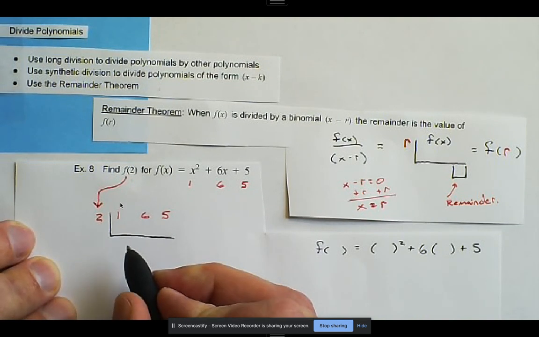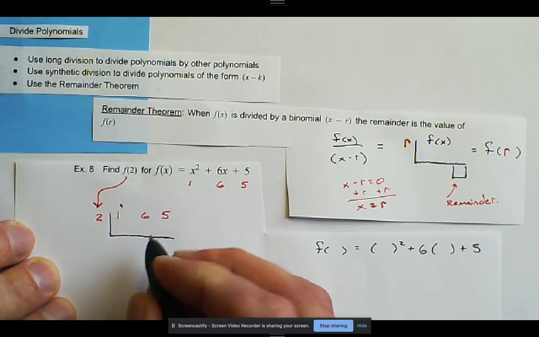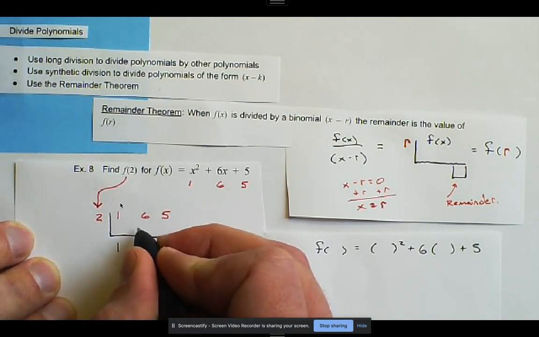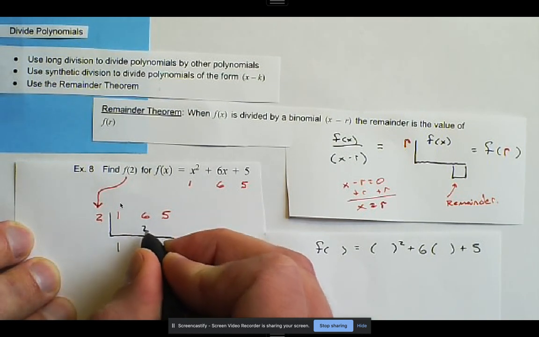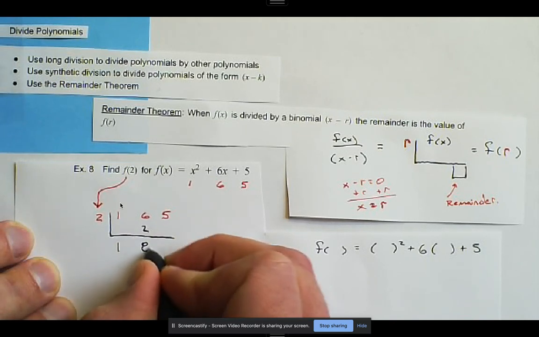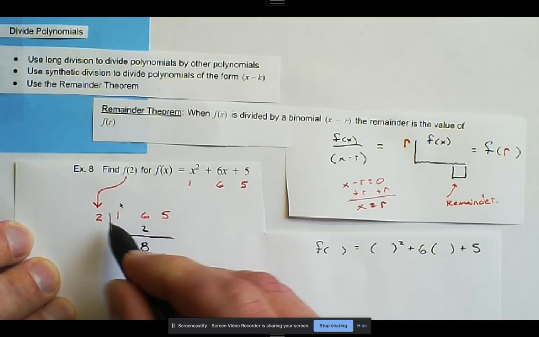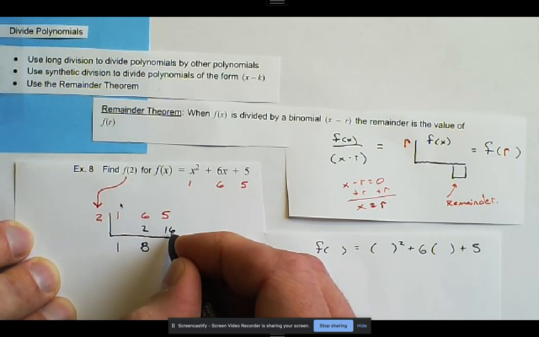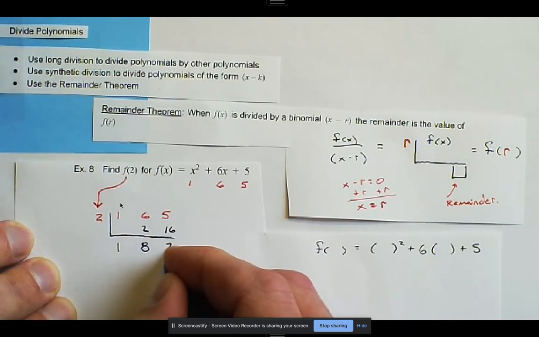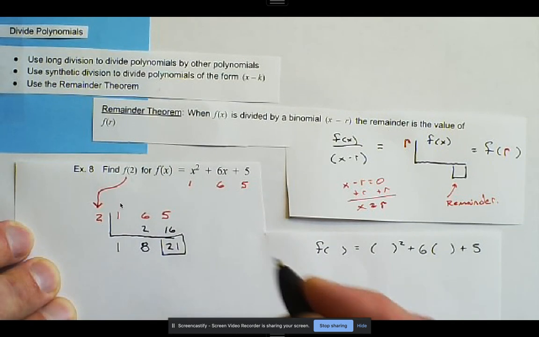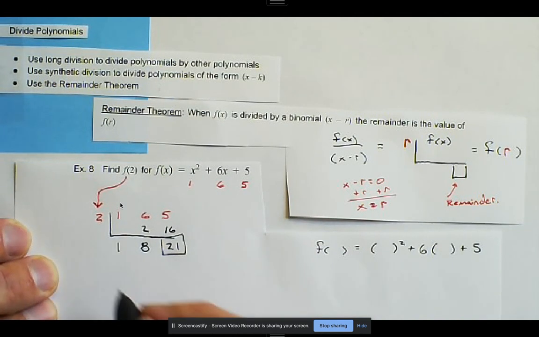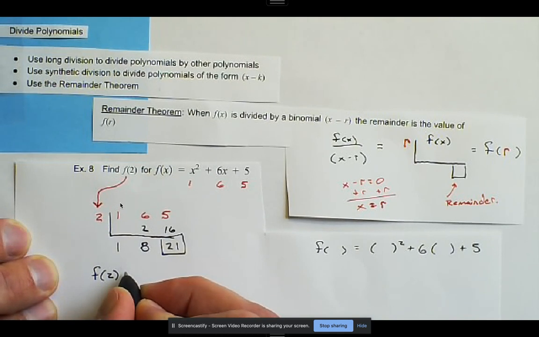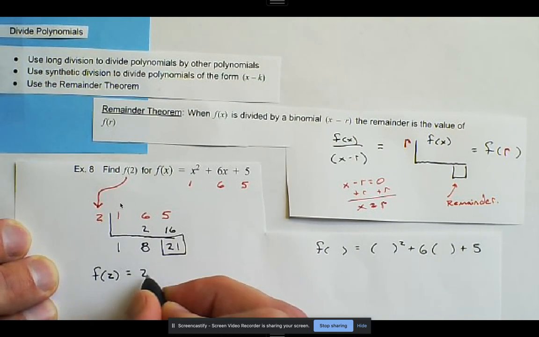In synthetic substitution, we're going to add down and multiply diagonally. So 1 plus 0 is 1. 2 times 1 is 2. 6 plus 2 is 8. And 8 times 2 is 16. 5 plus 16 is 21. So this is the solution: the function evaluated at 2 is equal to 21.